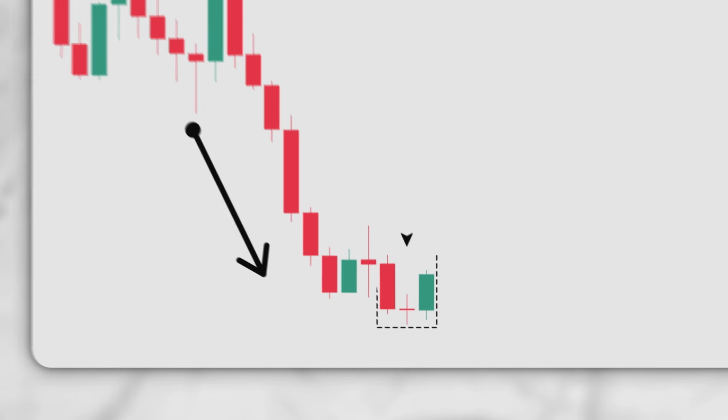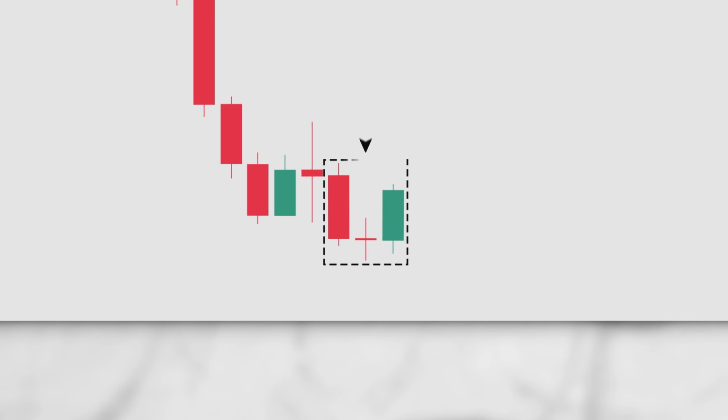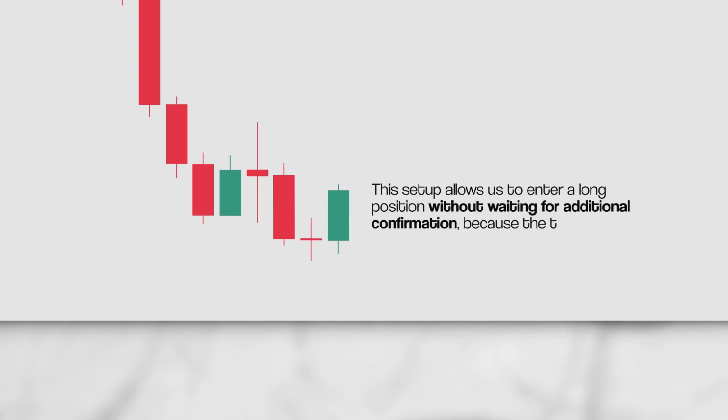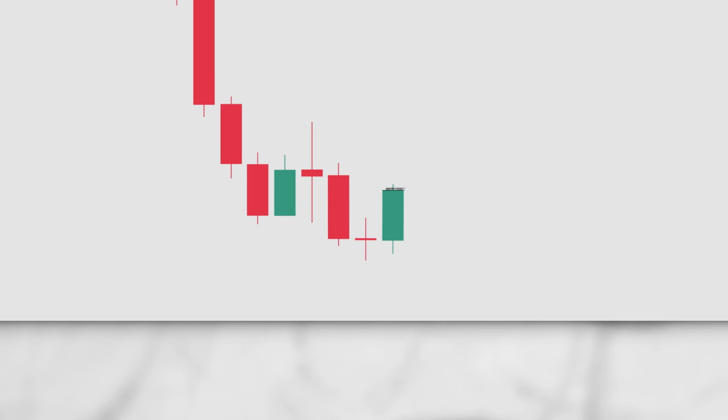On this chart, we can see a downtrend in a fully formed Morning Star pattern. This setup allows us to enter a long position without waiting for additional confirmation because the third candle itself confirms the reversal. We enter the trade at the close of the third candle. The stop loss is placed below the low of the second candle.